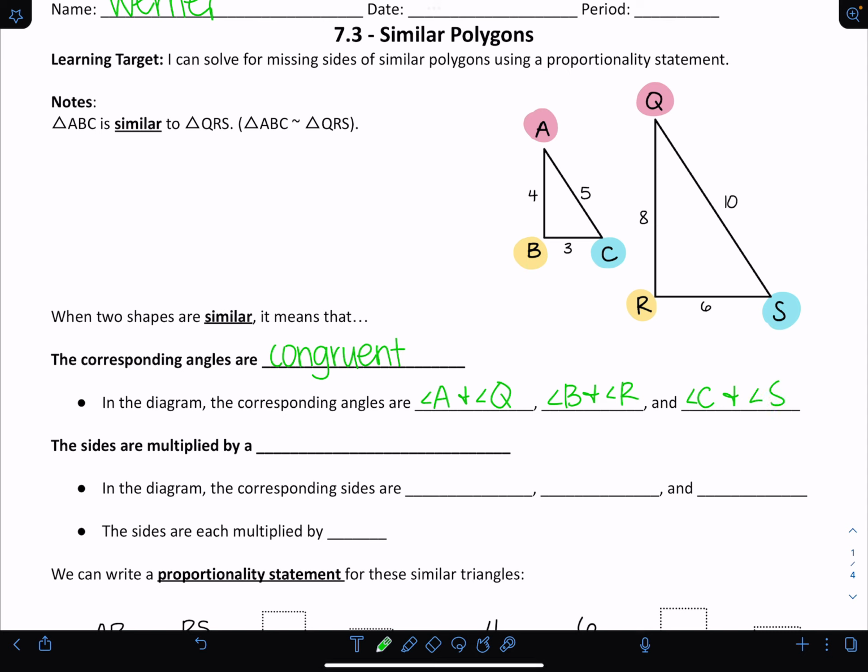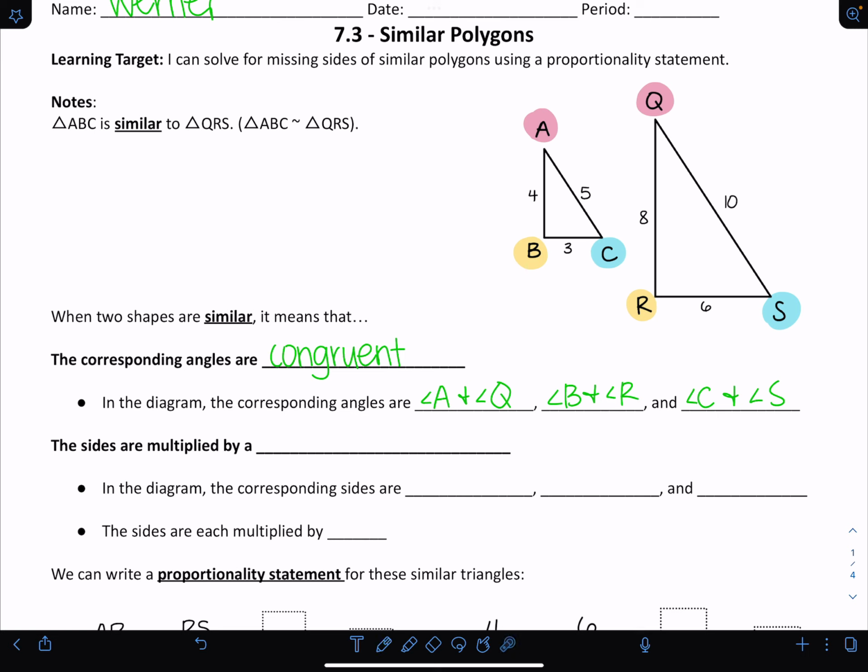So these ones should be congruent. Like if angle A up here is 30 degrees, you know that angle Q is 30 degrees. If B is 90, then we know that R is 90. Just by definition, if they're similar, then all of their angles are going to match up and be the same. Sometimes it'll be rotated, but you'll see that when we get there. The sides, though, are not congruent.